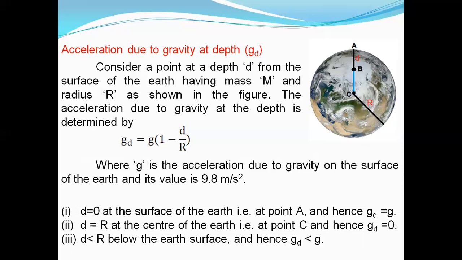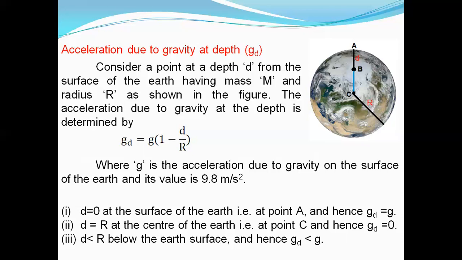And the second one, when the object is at the center C, in that case B reaches C, and the d will be equal to R. And if you use that in the above formula, d by R means R by R, that will be 1. So 1 minus 1 will be 0, and the result will be 0.